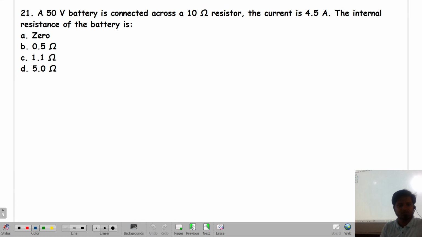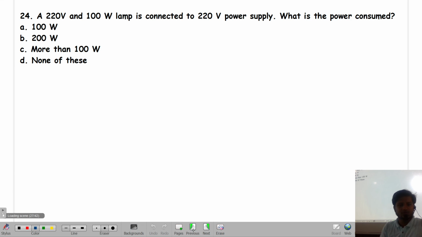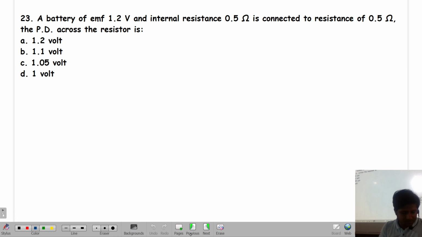No, it is 22. Mark 22 as option D. I'll solve it later, okay? You might need to solve it in class, okay? 23. Similar question or not?